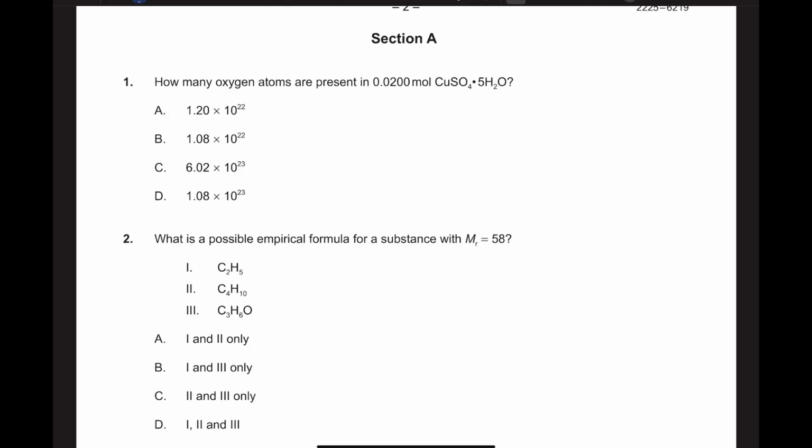Here we first find the number of oxygen atoms present in 0.02 moles of CuSO4.5H2O. Let's find the moles of oxygen atoms in 1 mole of CuSO4.5H2O. You have 4 oxygen with sulfur, and you have 5 oxygen in 5H2O. You have a total of 9 moles of oxygen in 1 mole of CuSO4.5H2O.